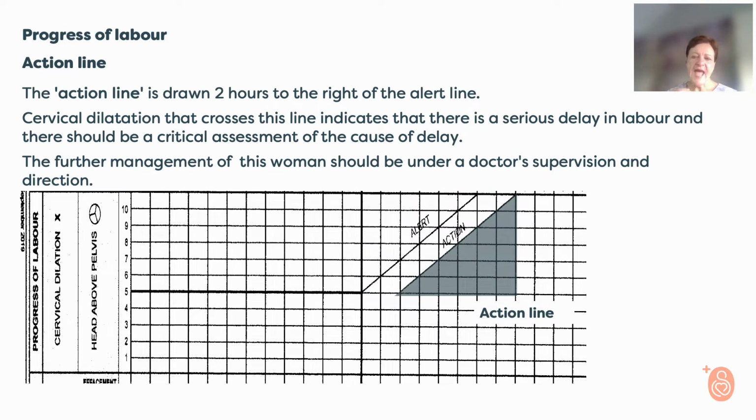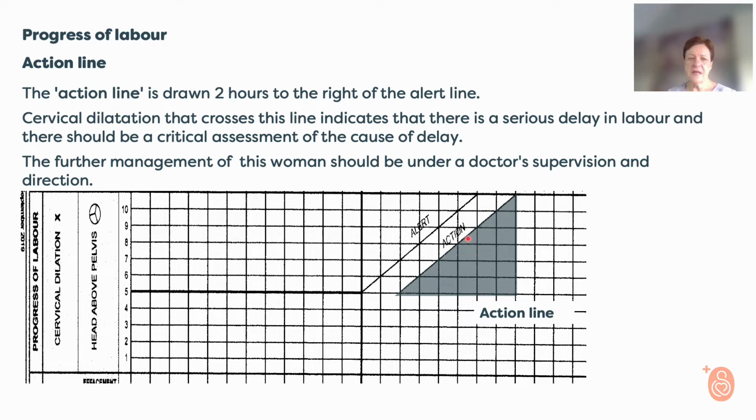Then if we look at the action line, in the South African partograph it is drawn 2 hours from the alert line. And this means that if the cervical dilatation falls on the right side of the action line, the active phase of labor is seriously prolonged. And the names of the two lines tell you exactly what they mean. If the cervical dilatation crosses the alert line, we should be alert. But when it crosses the action line, action should be taken.